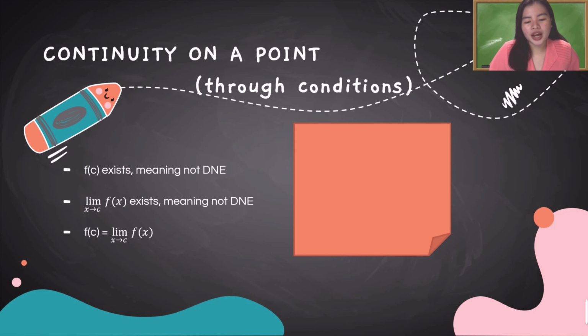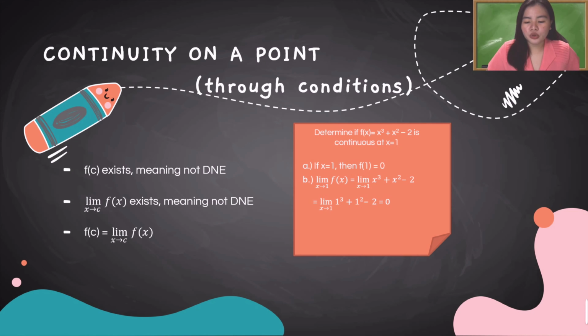For example, determine if f of x equals x cubed plus x squared minus 2 is continuous or not at x equals 1. So we should check if the three conditions have been satisfied. The first condition is satisfied because if x equals 1, then f of 1 is equal to 0. The second condition is also satisfied because the limit of f of x will equate to the limit of x cubed plus x squared minus 2 as x approaches 1.